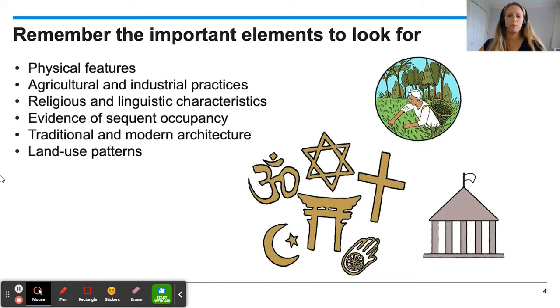Remember to remind yourselves of the important elements that we're looking for. We're looking at cultural, economic, natural elements, as well as even political, anything that is showing us about how the culture and the landscape intertwine in the photo.